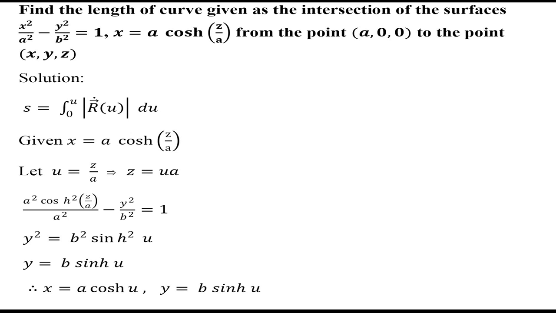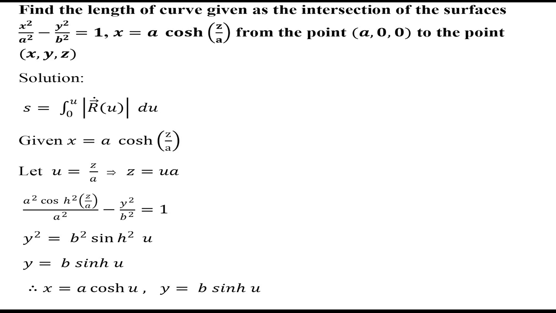Similarly, we are going to find another problem. Find the length of the curve given as the intersection of the surfaces x square by a square minus y square by b square equal to 1, comma, x equal to a cosh z by a, from the point a, 0, 0 to the point x, y, z. So yes, we know what is s. S arc length. S is equal to integral 0 to u mod r dot of u into du.